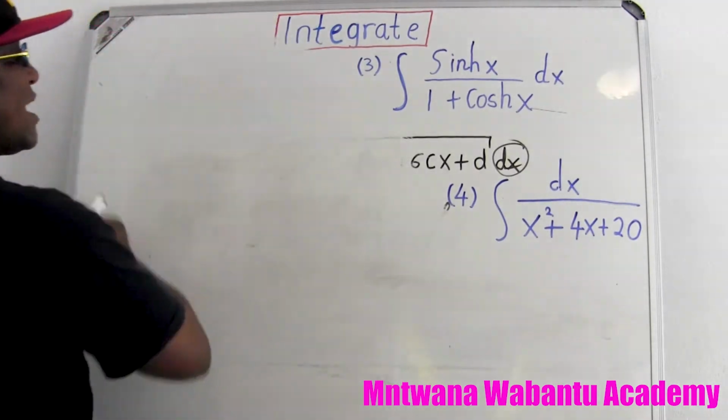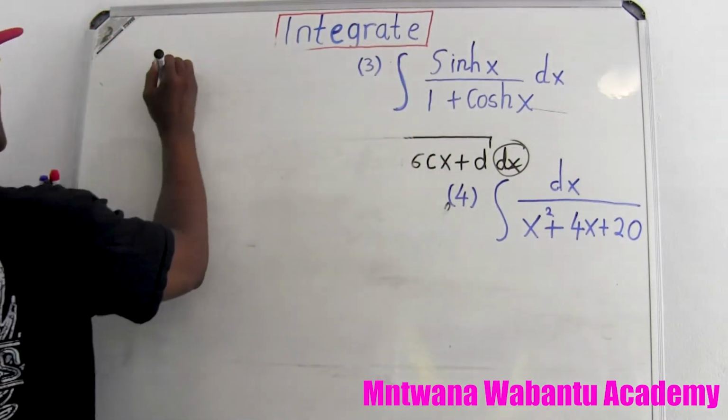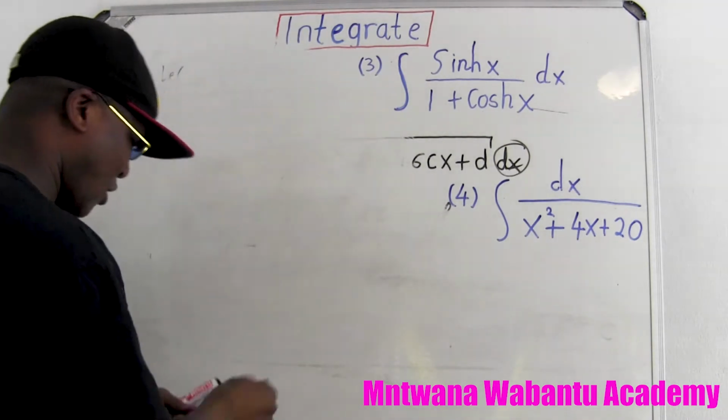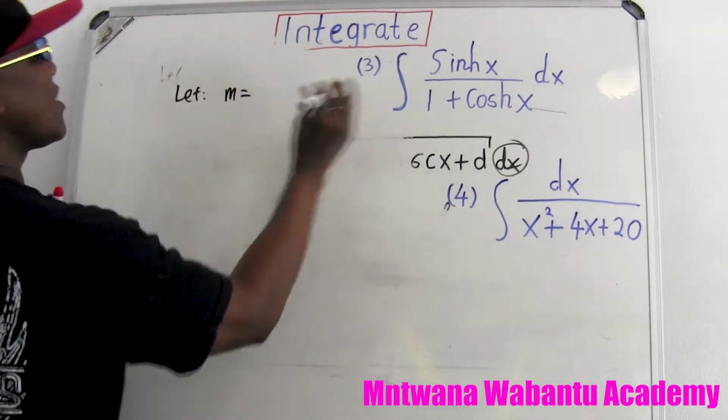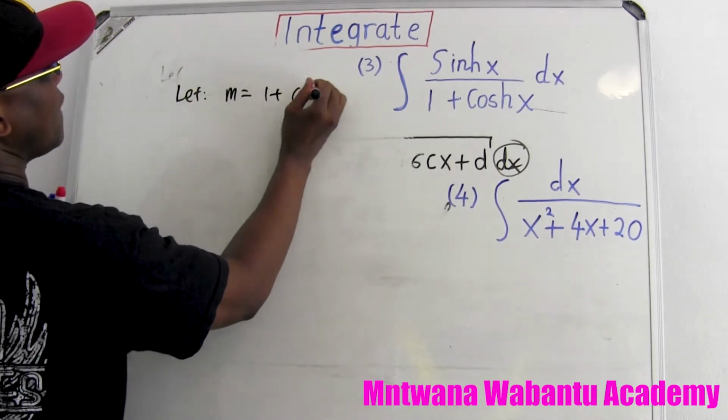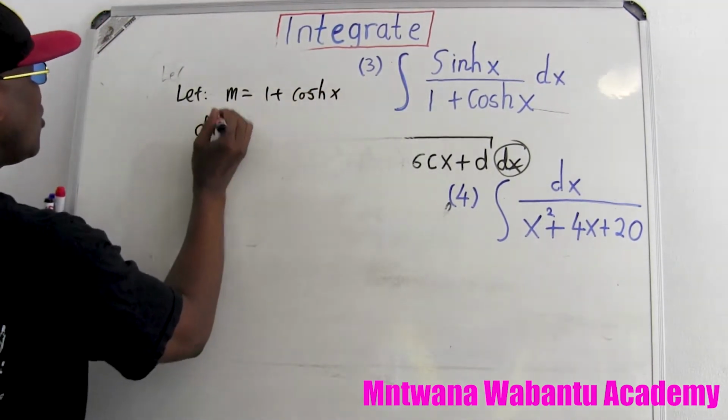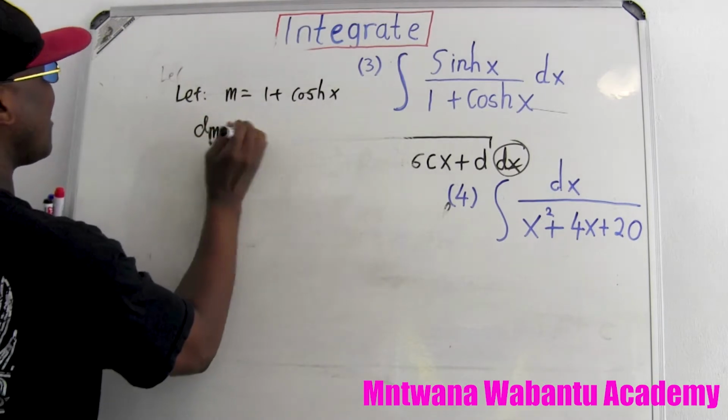Okay, so question number 3 is way easy because I'm going to let the denominator, let's say m. M equal to 1 plus cosh x. So I'll let dm over dx equal to differentiate.